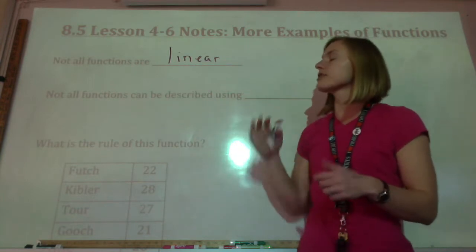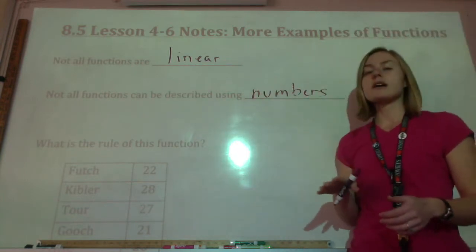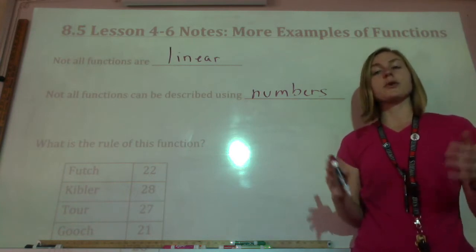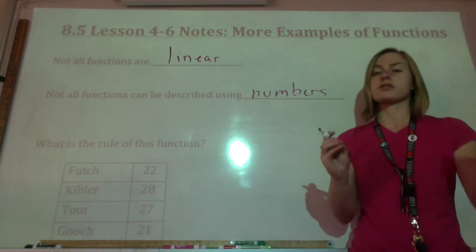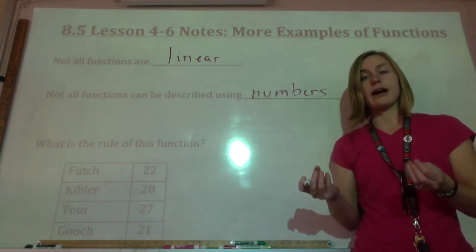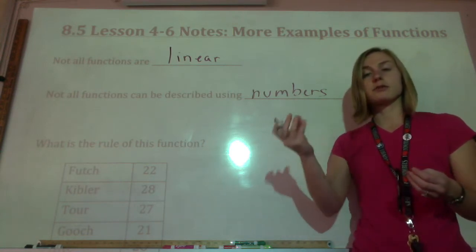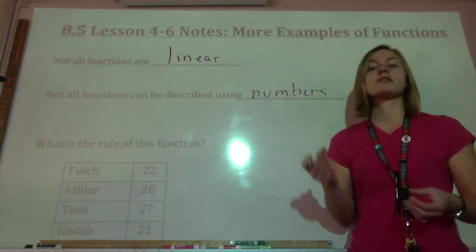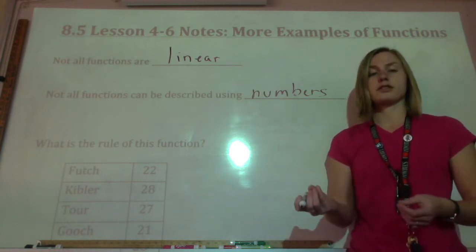Also, not all functions can be described using numbers. We saw that a little bit last time when I showed you a soda machine and told you about how pushing one button can give you a certain type of soda. So you can always have functions that don't specifically have numbers. One doesn't always need to lead to two. It can be that the red button leads to you getting a Pepsi, whereas the blue button leads to you getting a Coke. As long as it's consistent, it's still a function.